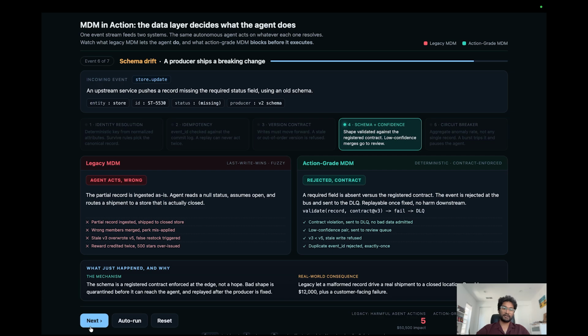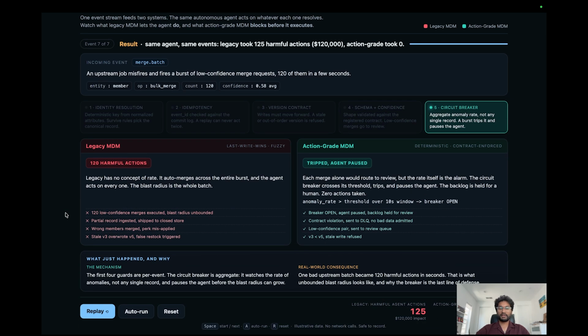Alright, now the final event. This is the safety net from the previous slide, made real. A bad upstream batch misfires and fires a burst of low confidence merge requests, 120 of them in a few seconds. Watch the left. Legacy has no concept of rate. It auto merges across the entire burst. The agent acts on everyone and the number explodes. That is the unbounded blast radius.